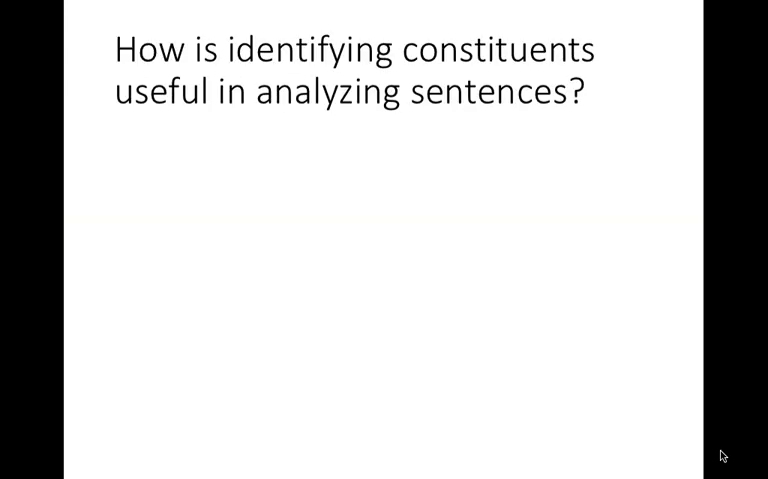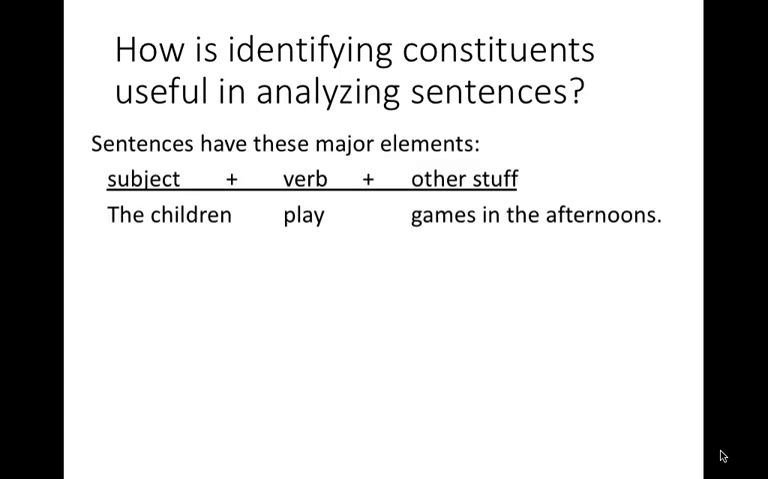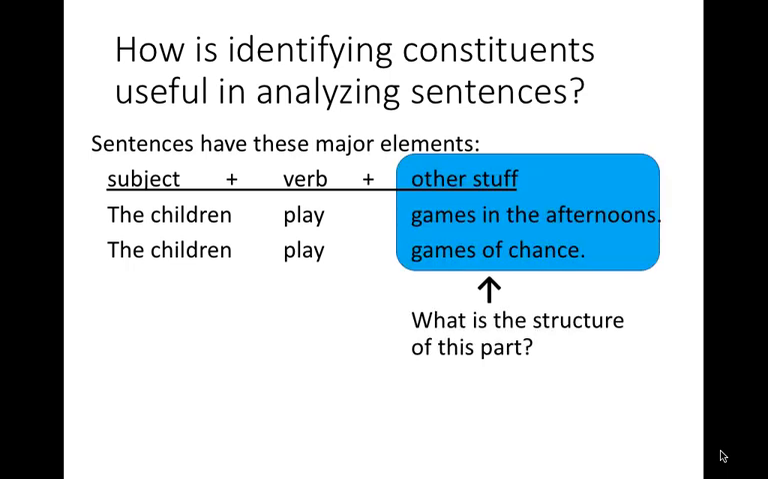Okay, how does all this help us in analyzing sentences? Well, it's very common to have this kind of order. First the subject, the children, then a verb, and then very often some other stuff after the verb. The children play games in the afternoons. Now, contrast that with the children play games of chance. And with any luck, you're having an intuition that the structures for those two chunks are different, that these two are not exactly parallel situations.